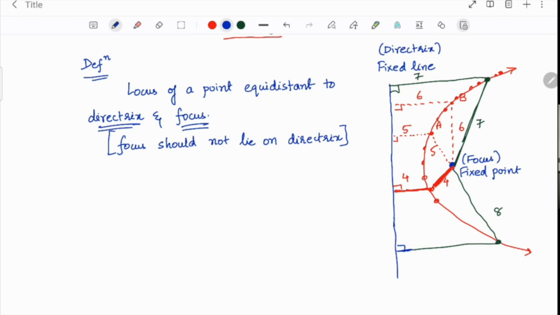Like in case of a circle, if I give you the center and radius, you are able to find the equation of the circle, right? Similarly here, if I give you the directrix and focus, directrix means fixed line, focus means fixed point, you can collect all the points which are at equal distance to them. That means you can find the equation of the parabola. Let's see one question.